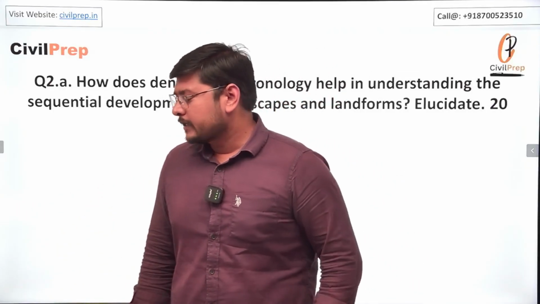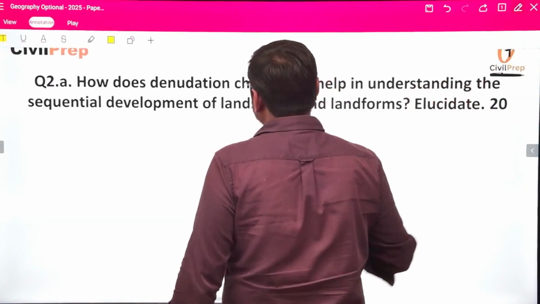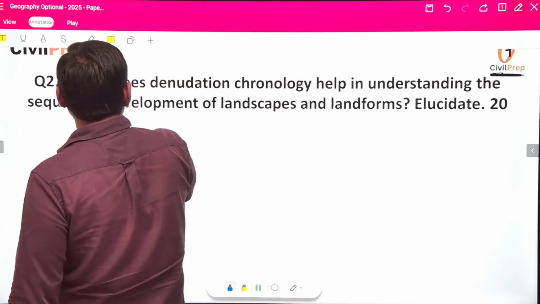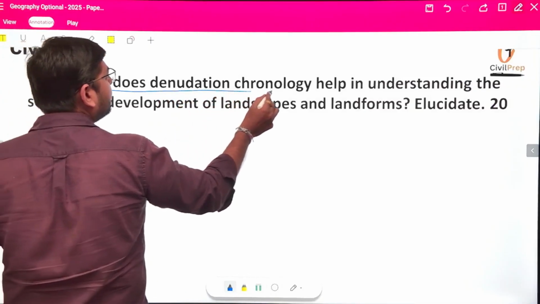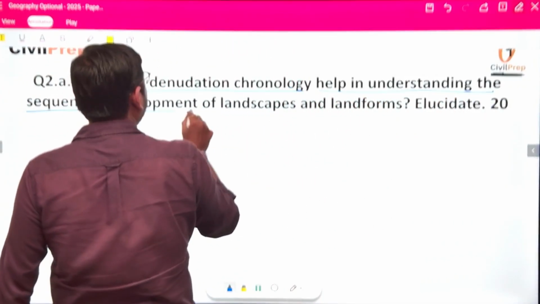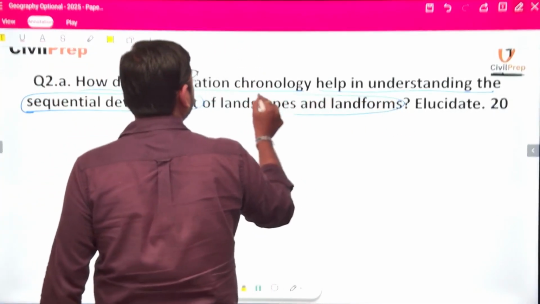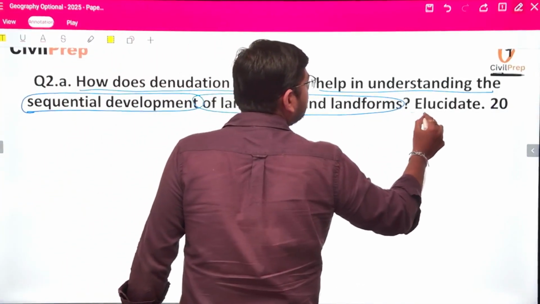So friends, here we'll be seeing the second question with respect to denudation chronology. The question is, how does denudation chronology help in understanding the sequential development of landscape and landform? We need to elucidate it.